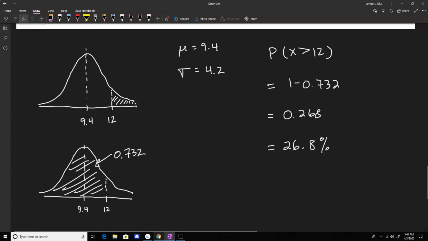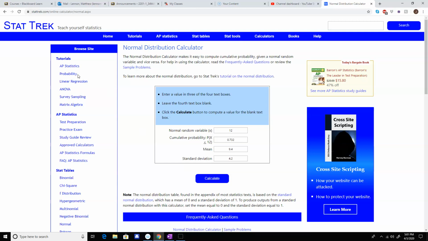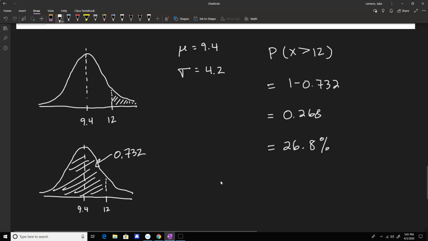And like I said, the website is StatTrek, so I recommend that one. So basically, just www.stattrek.com, and on there's a free normal distribution calculator.